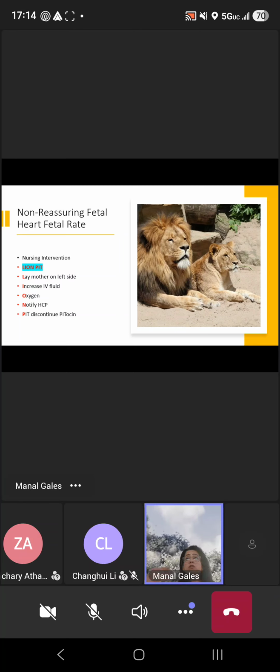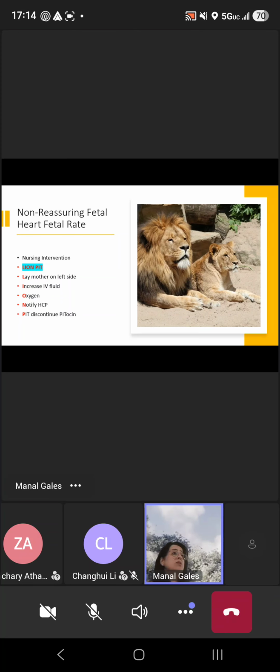I is for IV fluid, so the blood volume increases and more blood goes to the baby. O is oxygen for sure, because he needs help. His heart is not doing well. Give oxygen so the heart will not be struggling to pump oxygen. N is notify your doctor. This is not reassuring, you need the doctor's intervention.